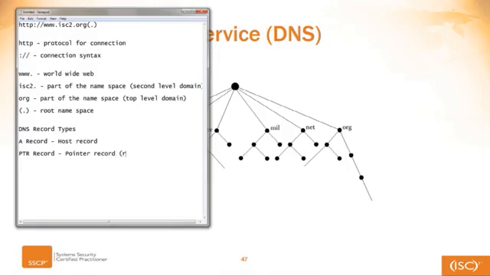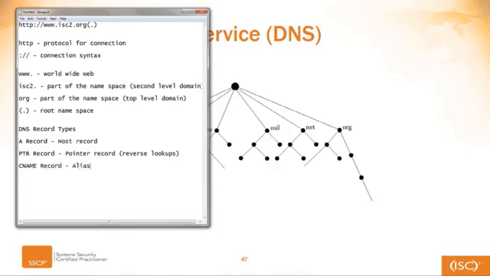Pointer record does reverse lookups. We have to create those. Those are not going to be there, but we can use them if we choose to. We will have potentially, not always, but sometimes, a CNAME record.